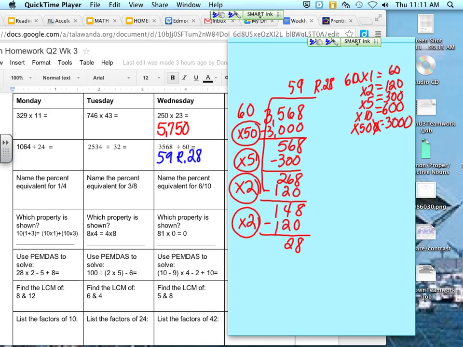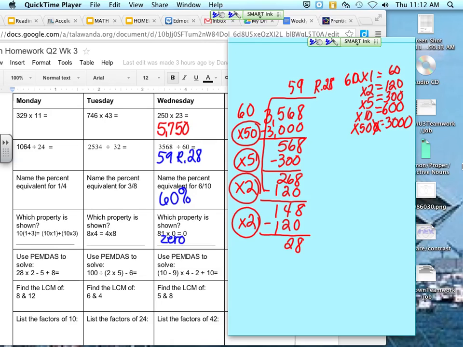Okay. The percent equivalent for 6/10. Well, if we know that 1/10 is 10%, 6/10 would be what, Ernie? 60%. Which property shows 81 times 0 equals 0? Noah? Zero property. The 0 property.